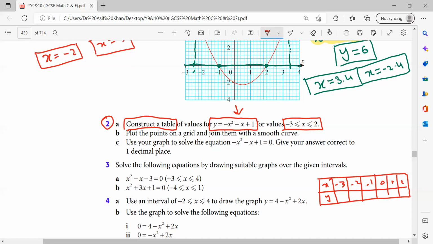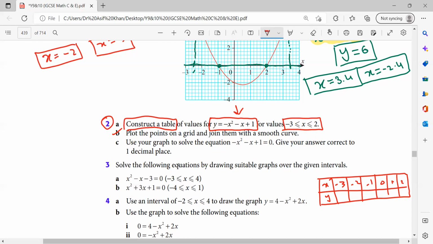As a second part, you have to plot the points. It means you have to make the curve. What type of curve will it be? Sad face or smile face? It will be a sad face, because you can see x square is a negative value. That's why it will be a sad face. So this sad face you have to draw. And then after, we will start to solve.